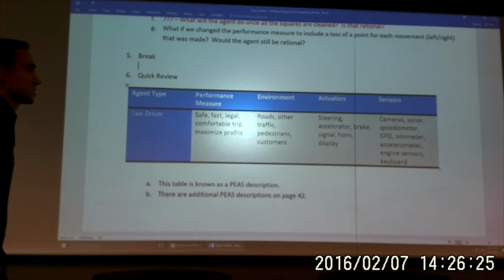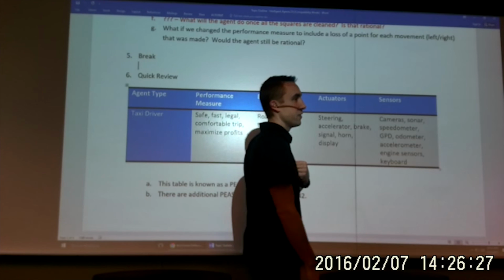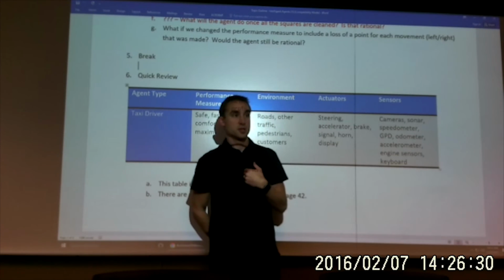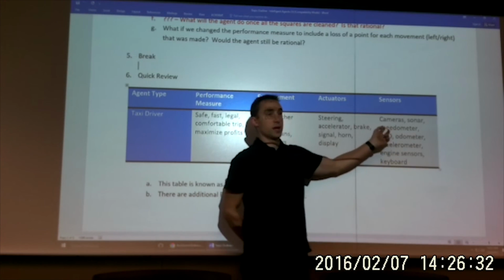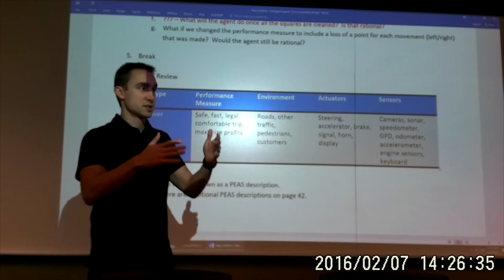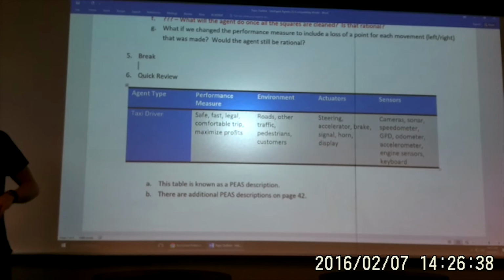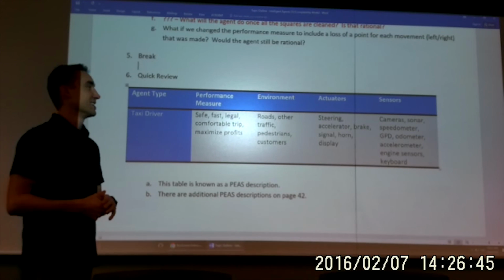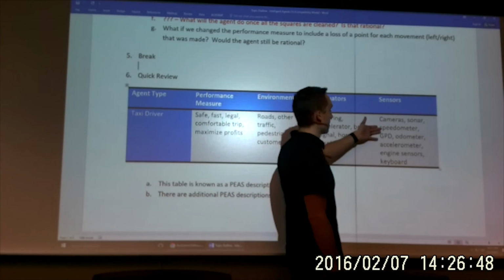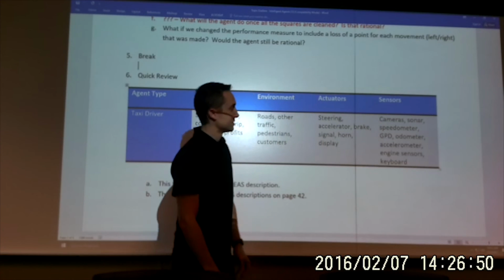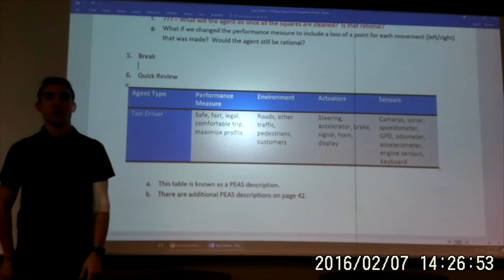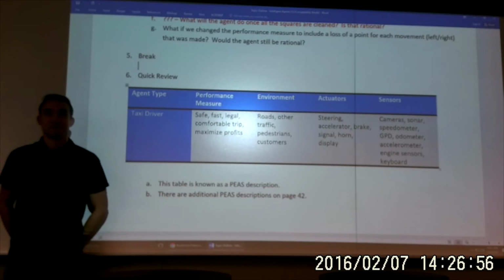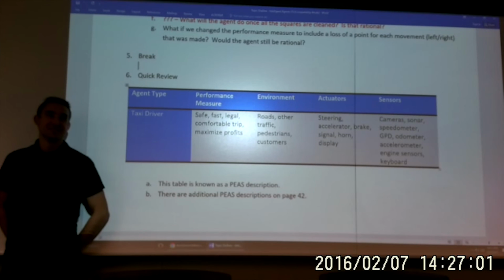The sensors. This is how our agent is going to receive information or perceive it from our environment. So cameras, being able to see. Sonar. We have submarine taxis. It's a thing. How fast you're going. GPS. What's that? What's GPD? Most likely that is the case.